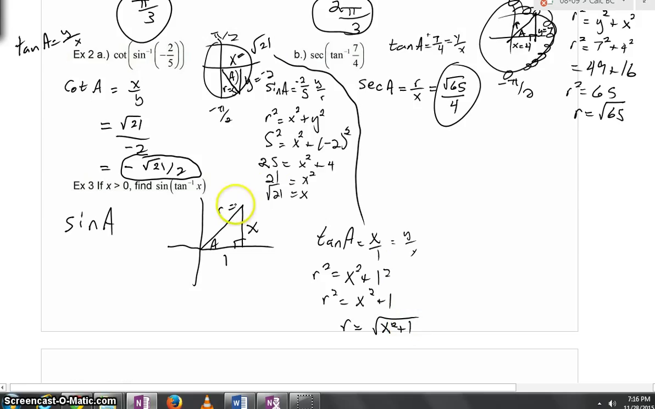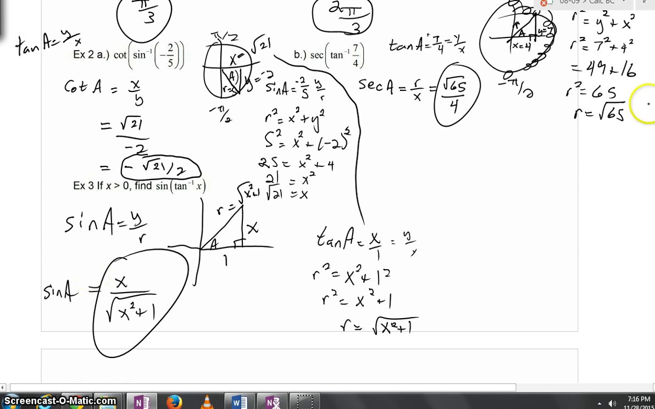Now, remembering that sine is always your y-coordinate over your r, or its opposite over hypotenuse, regardless of how you're looking at it, you'll get the same value: x all over the square root of x squared plus 1.